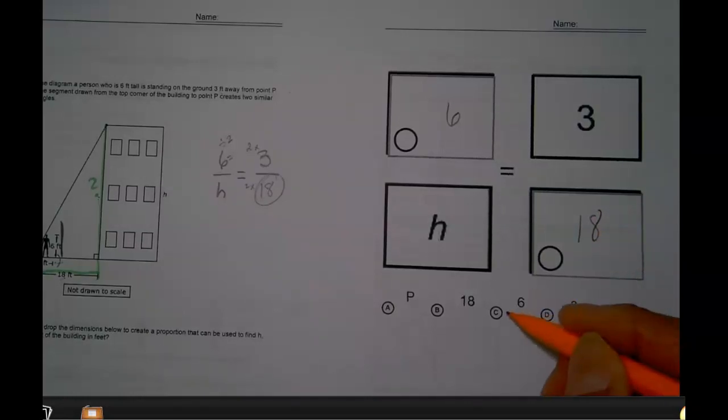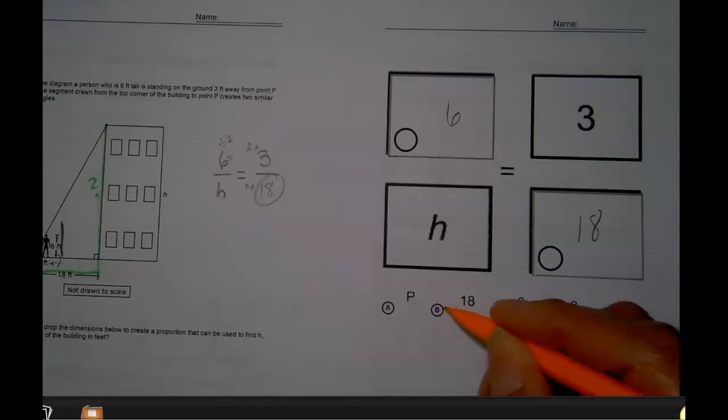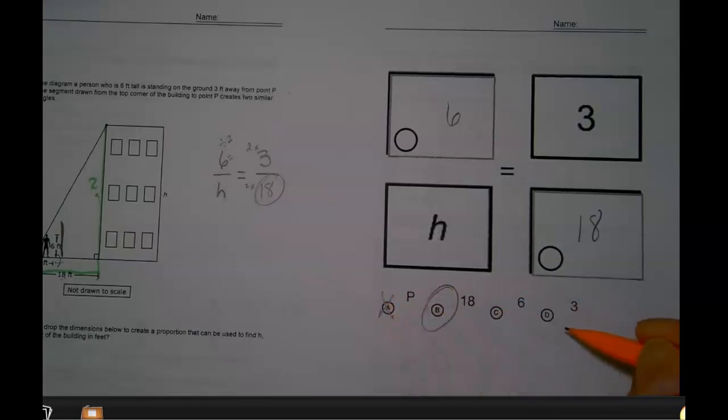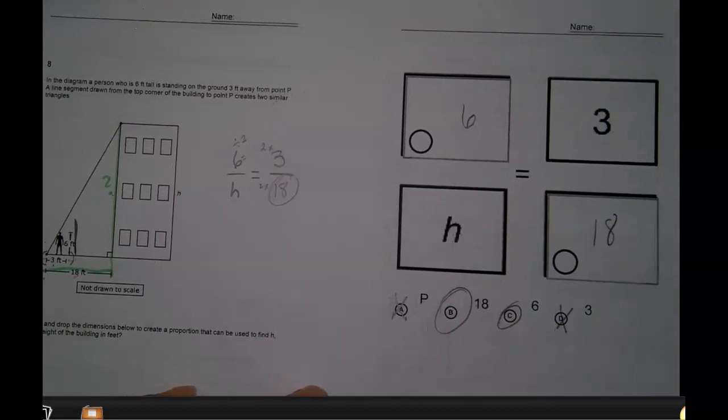So we knew it wasn't, what did we know it wasn't? We knew it wasn't 8. No, we knew it was 18. We knew A was incorrect because it wasn't a letter. And 3 was already there. So our best answer choice was 18 and 6.